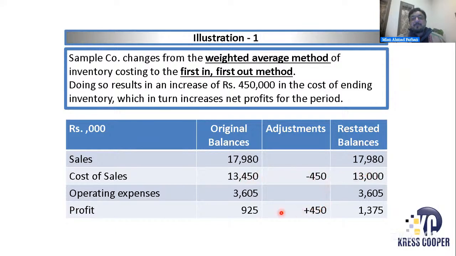And the profits will increase. Obviously, when the cost of goods sold will decrease, the profits will increase. So these are the line items which are being changed. In the same way, in the current assets, the amount of inventory will be changed.